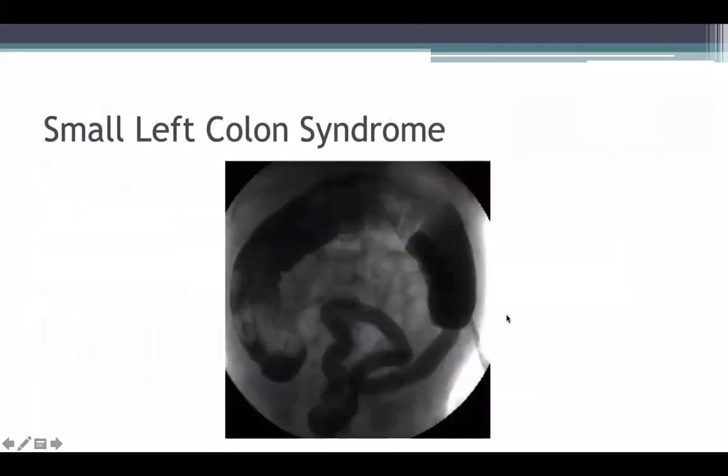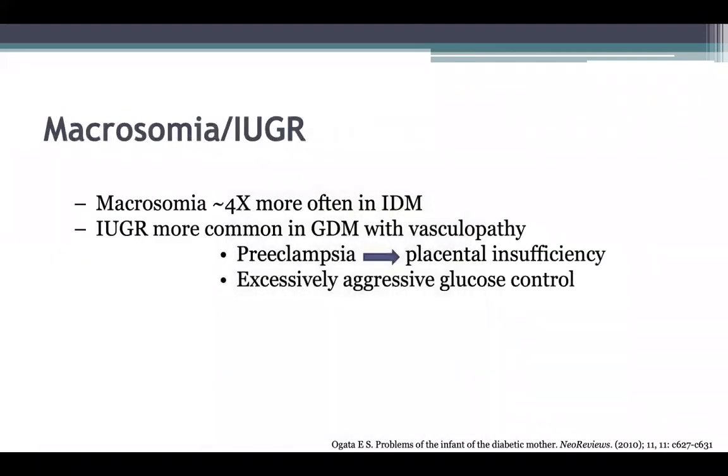This is your small left colon. Just remember the photos, and write these names in your exam. So what you see is macrosomia. Macrosomia is 4 times more common, whereas IUGR is more common with vasculopathy. If there is vasculopathy, for example, preeclampsia along with GDM, where the mother has preeclampsia and placental insufficiency, you get an IUGR. Tight glucose control also will result in IUGR.